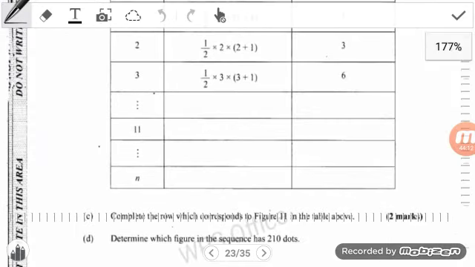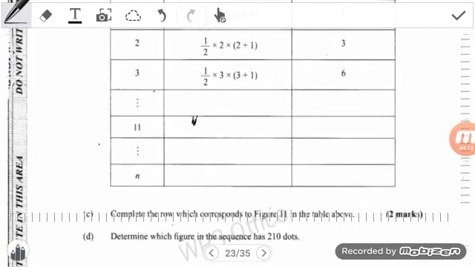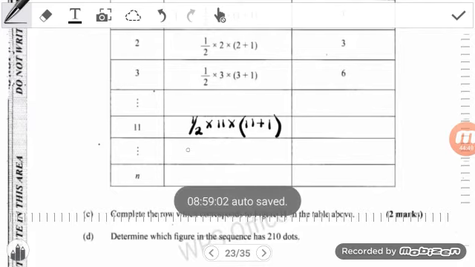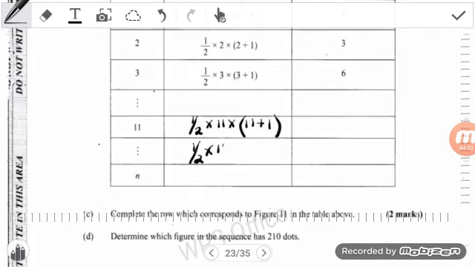Alright, so we know that half is repeating itself. And we're going to now multiply it by the figure, and in this case it's 11. And we're going to multiply by, open a bracket, the figure again, which is 11 plus 1. And all we have to do to get the amount of dots that is in figure 11 is work this expression out. It's not an equation, but we're just going to work it out. I'm just going to work it out and then erase the working out. You could just do this in your head. It's just half multiplied by 11 times 11 plus 1 is 12.